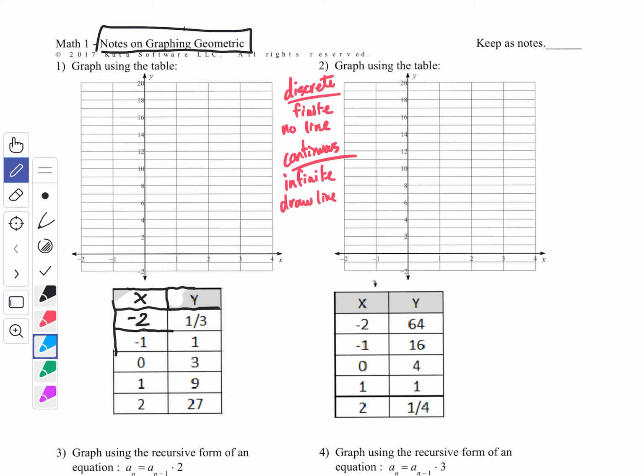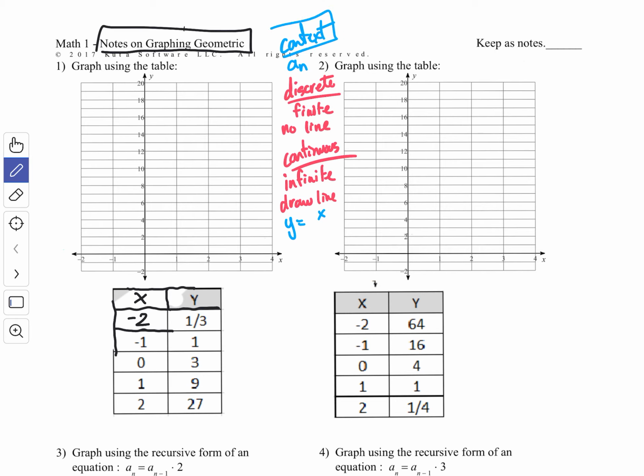Generally, when we're looking out for them, discrete uses sequence notation, a sub n, whereas continuous is usually y equals, and we have an x in there as well. Also, the context of the story problem determines that, because if a problem talks about something being continuous, then it's going to be continuous. For example, let's say we talk about hair growing. The way hair grows is continuous. It's constantly growing out of our heads in every direction. So that would be continuous.